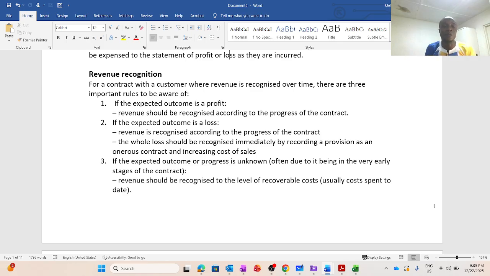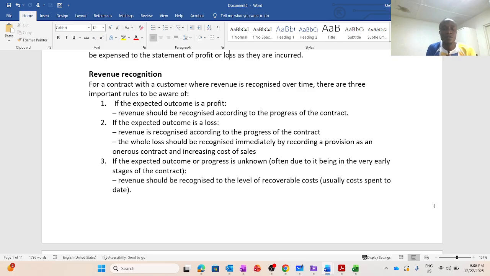we can recognize revenue. So now, if the expected outcome is a profit, revenue should be recognized according to the progress of the contract. Very simple and straightforward. If the expected outcome is a profit, then we need to recognize revenue according to the progress of the contract. So we are going to look at how we can calculate the progress percentage of the contract. And also we have two approaches, the inputs and the outputs. Don't worry, we are going to look at it on our way.